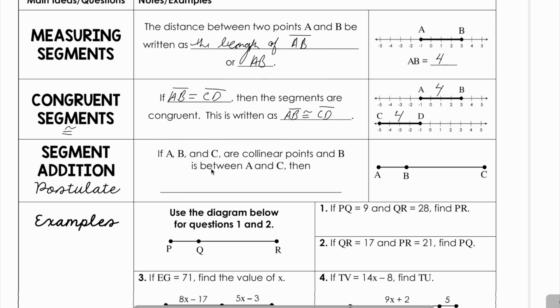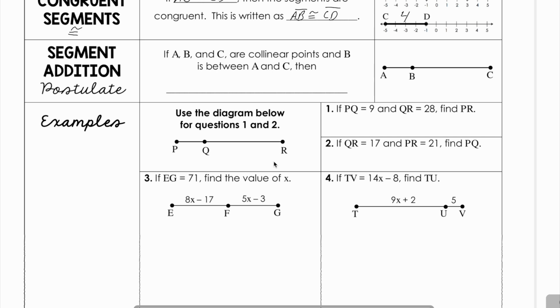Okay. Now we're going to be talking about the segment addition postulate, and this is where we get more into some algebra. Nothing too hard, but just some things that we need to understand. It says that if A, B, and C are collinear points, on the same line, and B is between A and C, then we can say that segment AB plus segment BC equals that whole segment, AC.